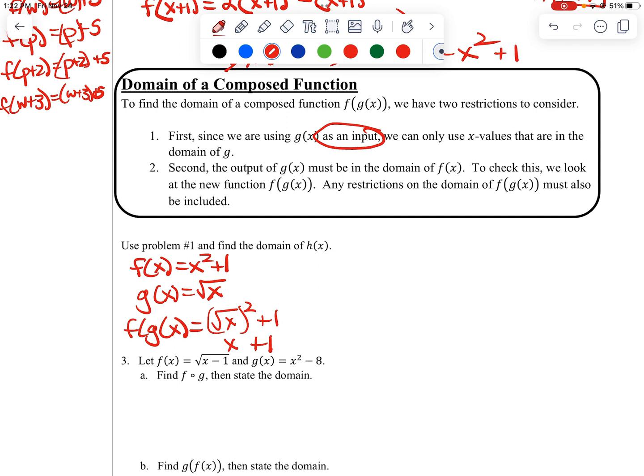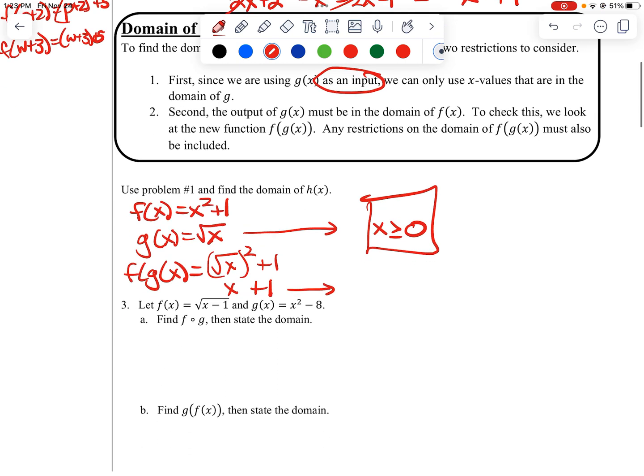So we first look at our input. What are our restrictions on g of x? Well, a square root has to be greater than or equal to 0. So we would say x has to be greater than or equal to 0. And then if we look at the bottom one, x minus 1, well, there's no restrictions. So our only restriction is that x would have to be greater than or equal to 0. Because again, you have to check your input and your final function.